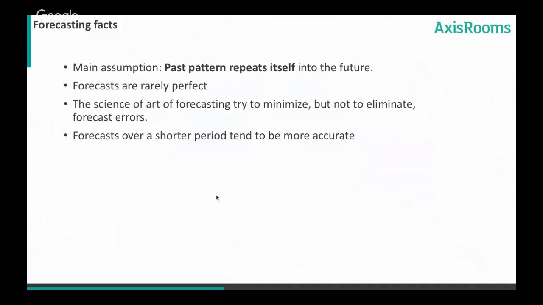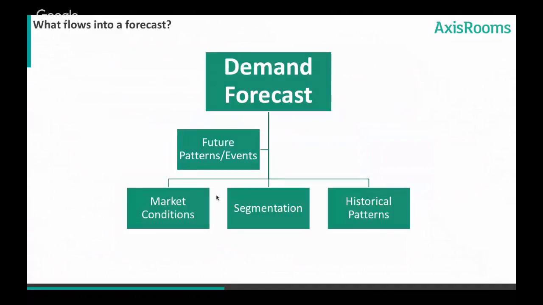Forecasts are rarely perfect. Now, the science and art of forecasting is trying to minimize but not eliminate forecast errors. So forecasts do have errors, hence the reason why it is called a forecast and not a budget. But it's about trying to minimize, but obviously not 100% eliminate your forecast errors, because that would not happen. Now, another very obvious fact is that forecasts over a shorter period tend to be more accurate than forecasts over longer periods.